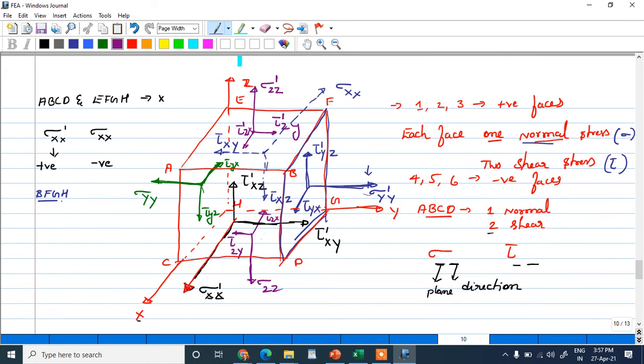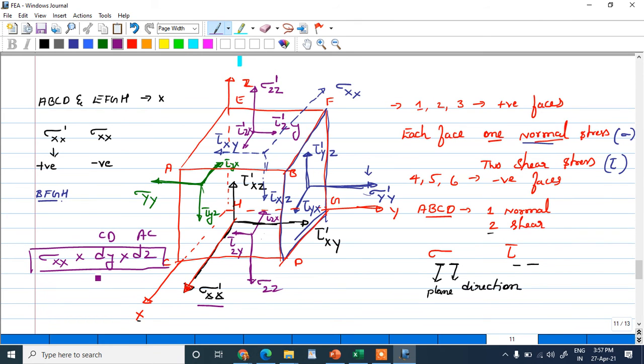If you multiply the stress with that particular area, you will get the force. For example, this sigma xx, which is acting on ABCD, multiplied by this area, that is this particular distance, dy, into this particular length, AC, will give us the area. What is AC? AC is nothing but dz. This is AC, and CD is nothing but dy. So this complete product will give us the force.